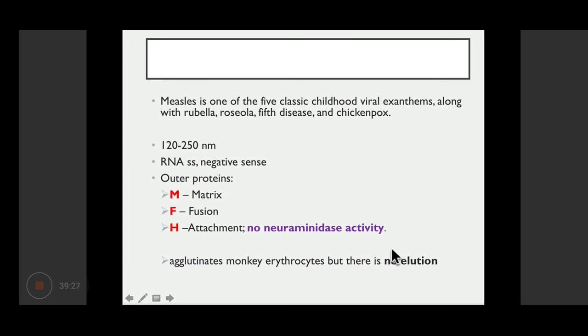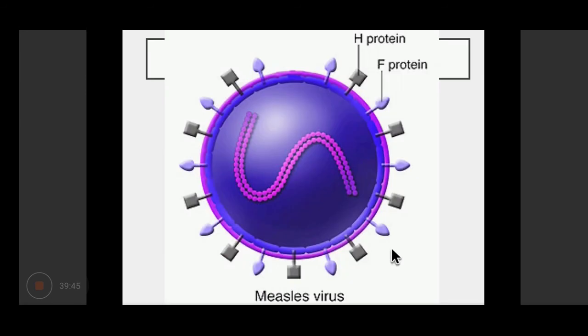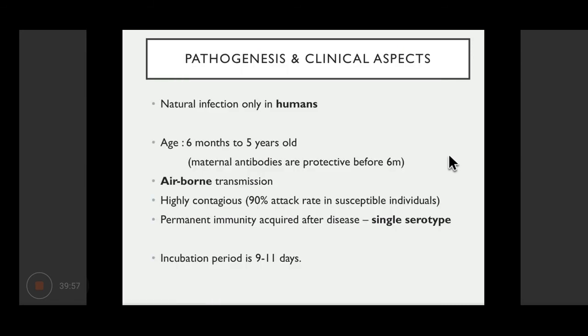Elution means that after some time, when the RBCs have been agglutinated, the viruses are released from the RBCs, the agglutination gets over, and the RBCs settle down in the form of a dot. That is elution. So this is the structure of measles virus with H protein and F protein, hemagglutinin and the fusion protein. Natural infection is seen only in human beings.